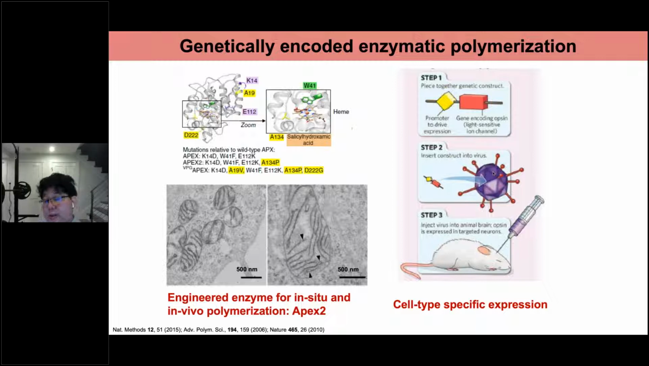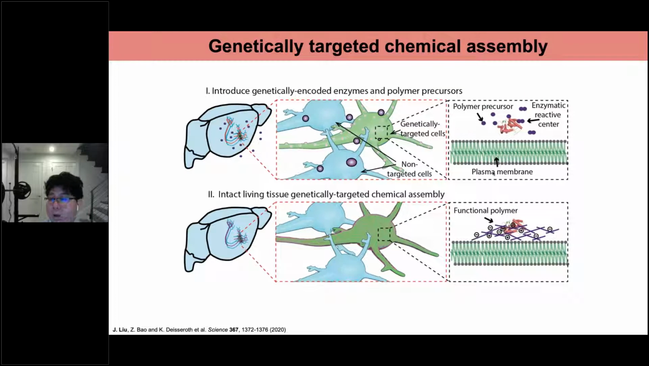Those enzymes, this type of protein, can be specifically expressed in the target cell type in the brain. We engineer those enzymes to express close to the cell membrane, and then we introduce the conducting polymer precursors. It will cause conducting polymer polymerization on the surface of the cell.